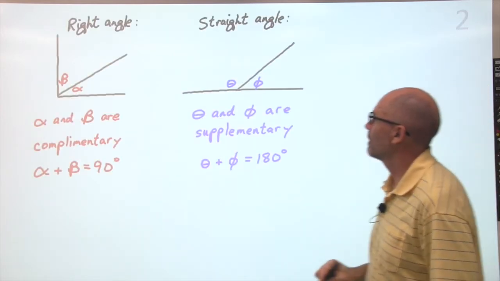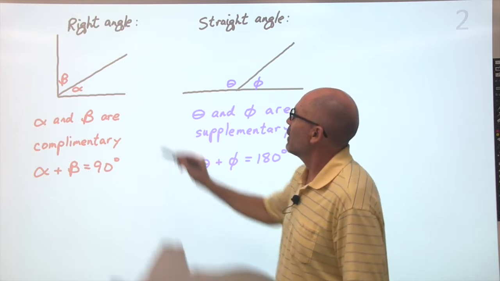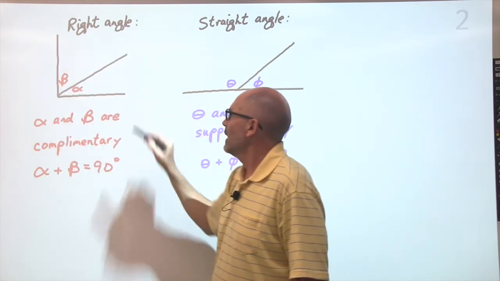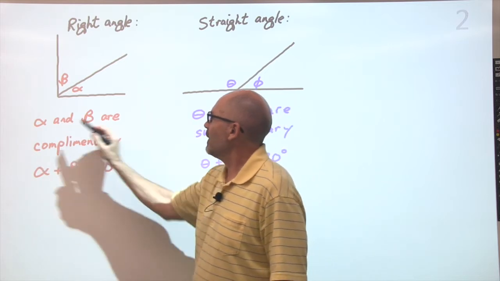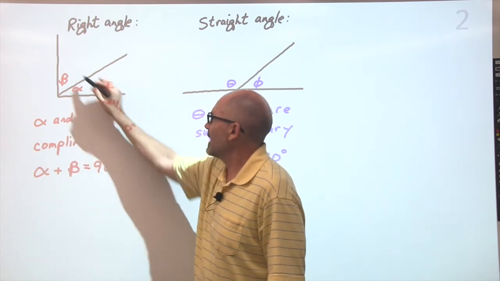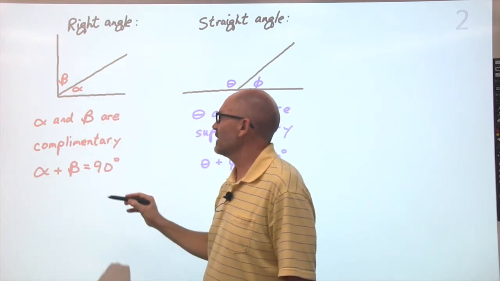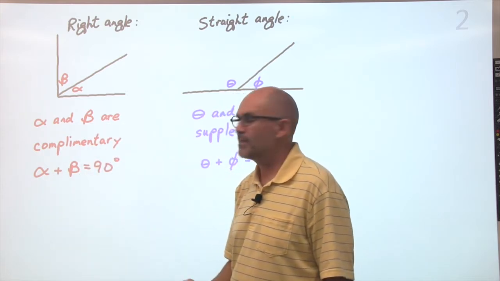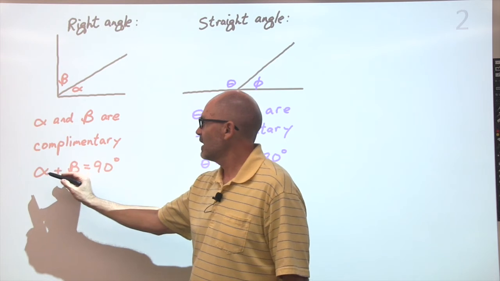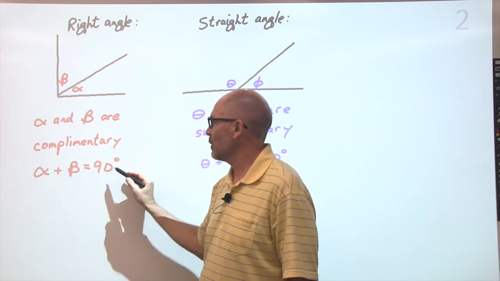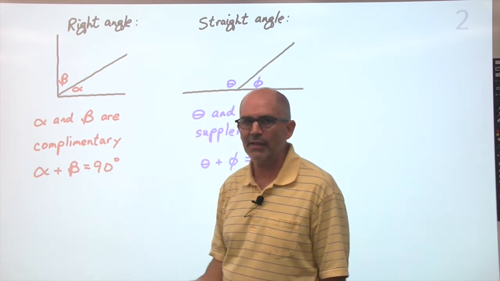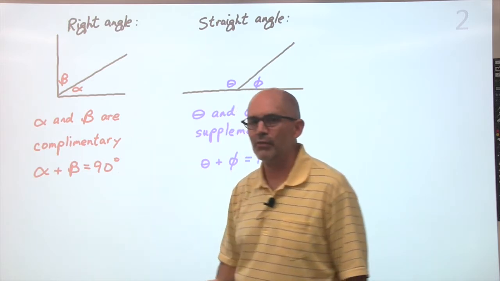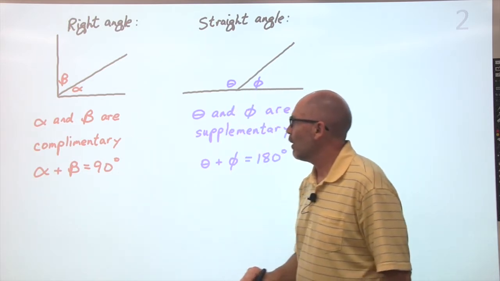Okay, so cruising onward. Here we have a right angle, which is basically a 90-degree angle. Now, alpha and beta make up that right angle, so we would say that alpha and beta are complementary angles, which basically says that when you add the measures of those two angles up, you get 90 degrees. So any two angles that add up to 90 are called complementary.